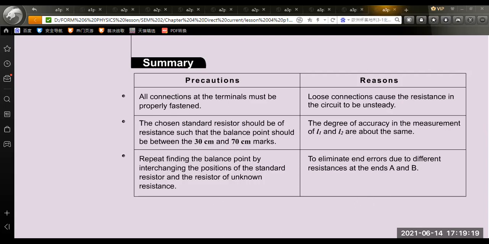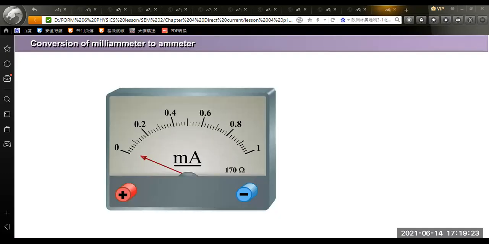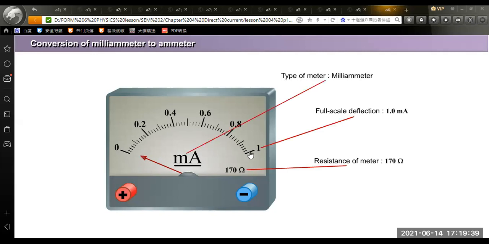Next, let's observe how to convert a milliammeter to an ammeter. Milliammeter means that this one can only measure up to a maximum of 1 milliampere. The milliammeter has a resistance of 170 ohms.